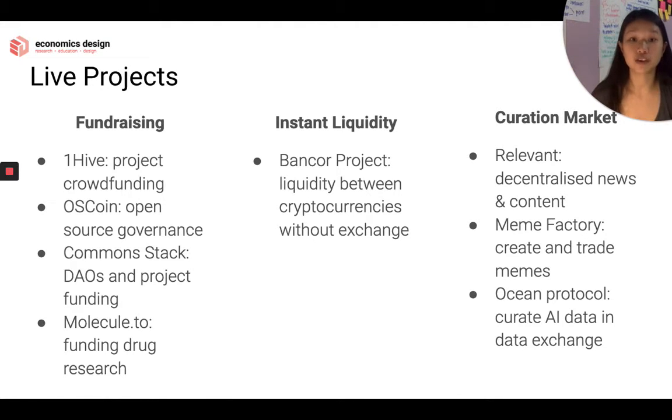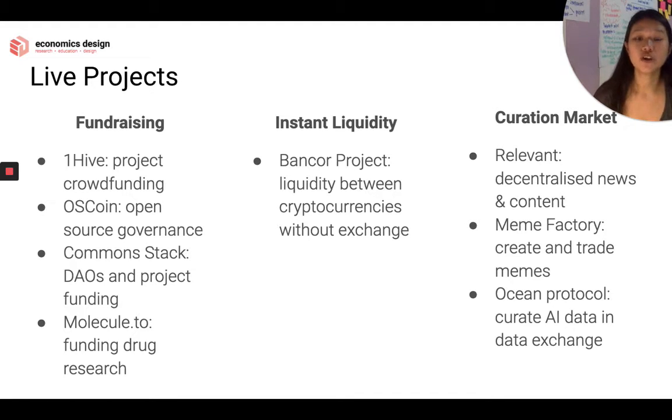For live projects, we have One Hive, a project that looks at open source crowdfunding. It just looks at crowdfunding. OS Coin is the one that looks at open source governance. Common Stacks combines DAOs and project funding. Molecule is a way to fundraise drug research, and they actually tag non-fungible tokens to the research of the drugs. So that's quite interesting as well.